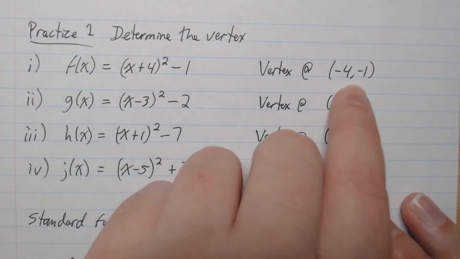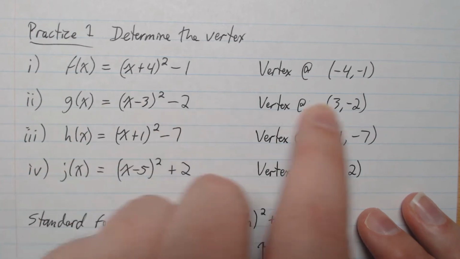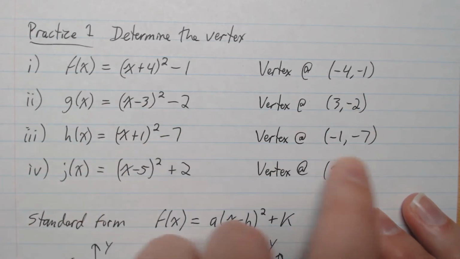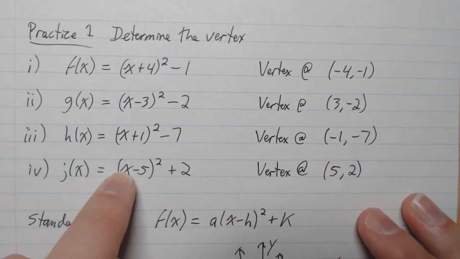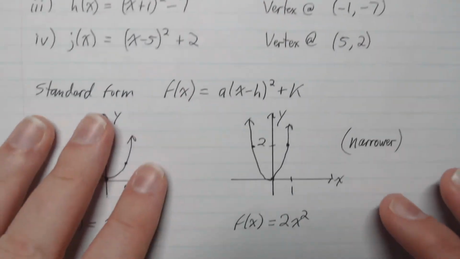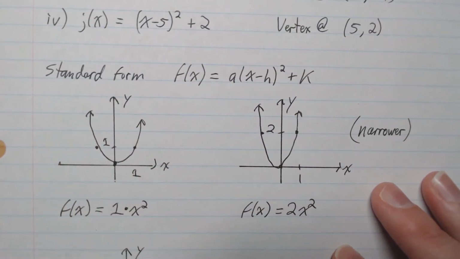So we have vertex (-4, -1). Here you plug in 3, you get -2, so (3, -2). Plug in -1 and you get -7 like that. Plug in 5 and you get 2, so vertex (5, 2). And so this is our standard form: a times (x minus h) squared plus k.